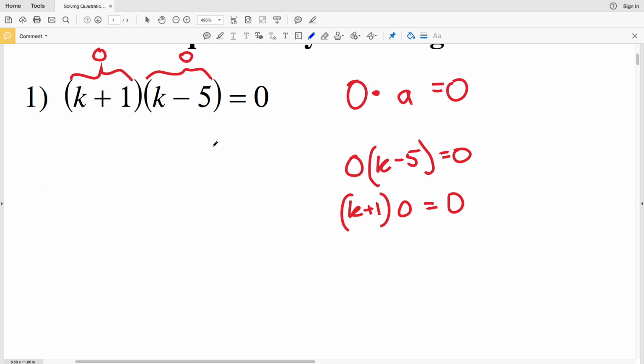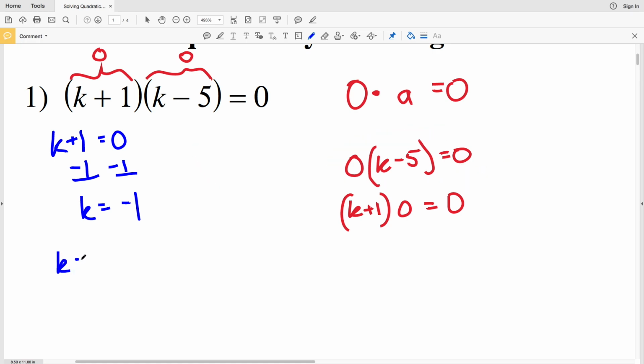So in order to solve, we know that k plus 1 equals 0 or k minus 5 equals 0. If k plus 1 is equal to 0, when we subtract 1 from both sides, our k value will be equal to negative 1. So negative 1 plus 1 is 0, and 0 times k minus 5, negative 1 minus 5, is equal to 0, because 0 times any quantity is 0.